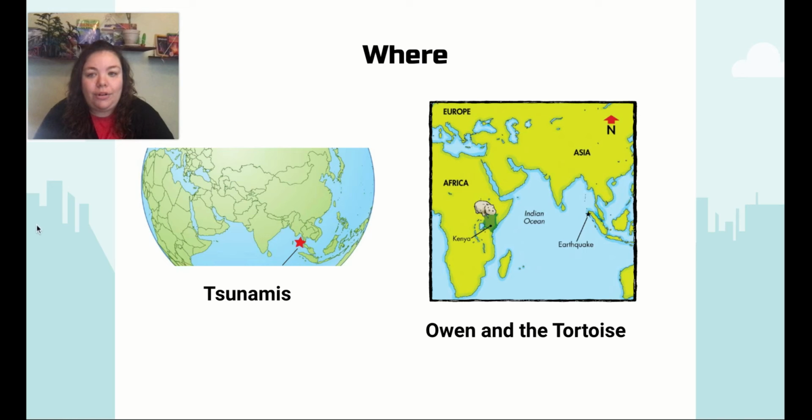So, for example, in Tsunamis, you see this map from the very first page marking where the tsunami they were talking about took place. And in Owen and the Tortoise, in this map, you see another picture of the same place marked. That is because one thing that is similar, one thing we can compare about these two books is they're both focusing on the earthquake that took place over here in Indonesia. It's the same place.